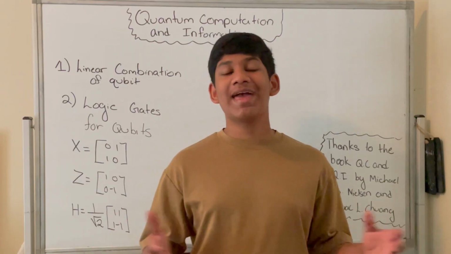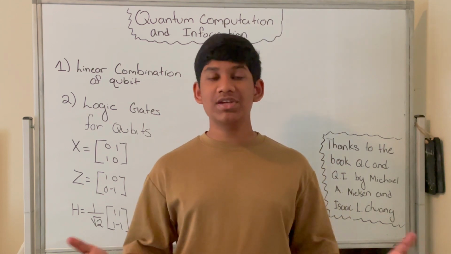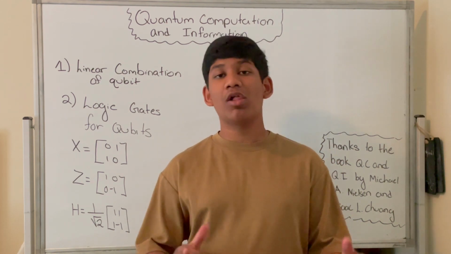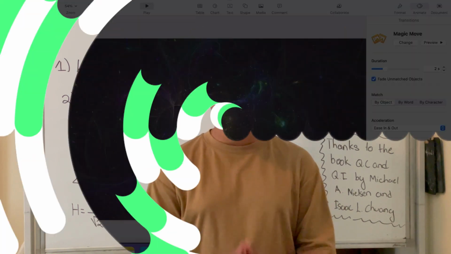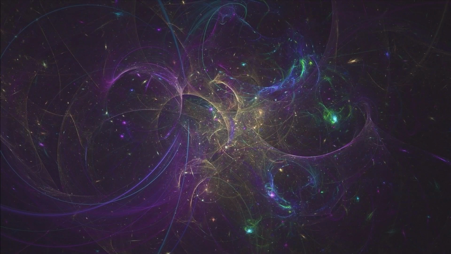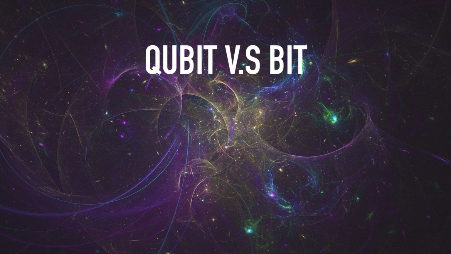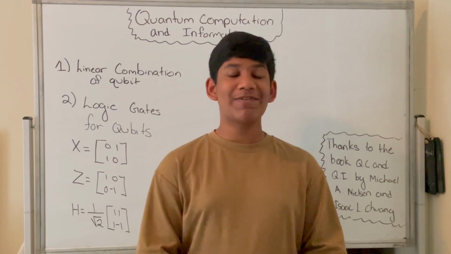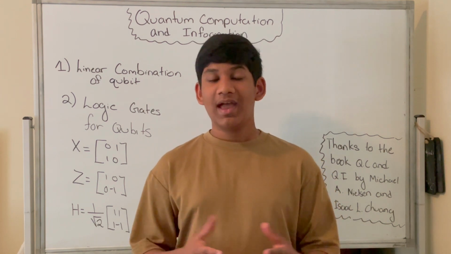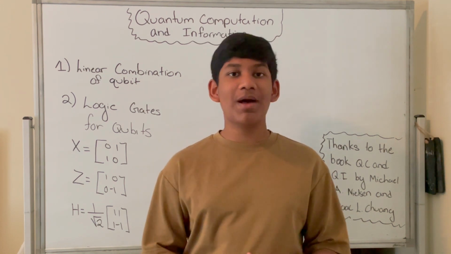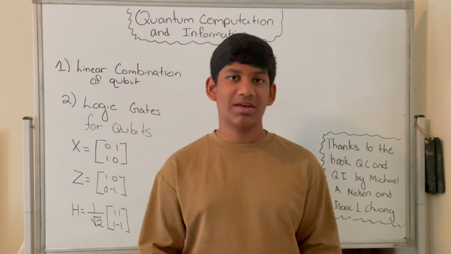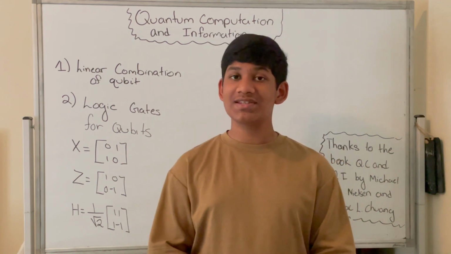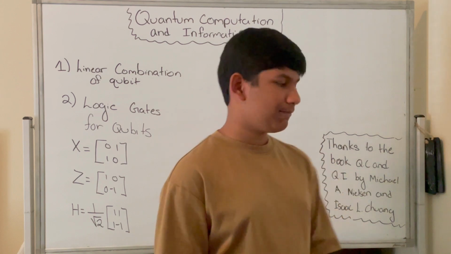In order to comprehend quantum computation and quantum information, we must talk about the foundation for all of quantum computing, namely the qubit. So what is the difference between a qubit and a regular bit? And in order to understand that, we must talk about linear combinations and vectors. So let's begin by talking about the differences between a qubit and a bit.